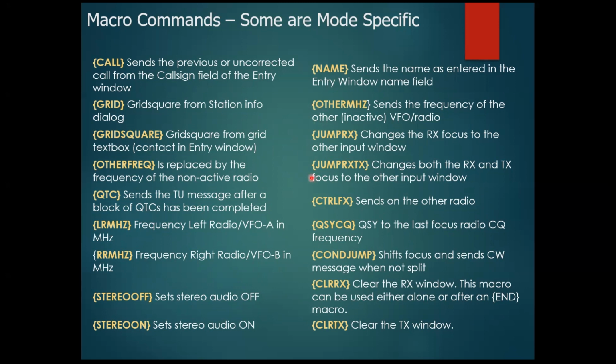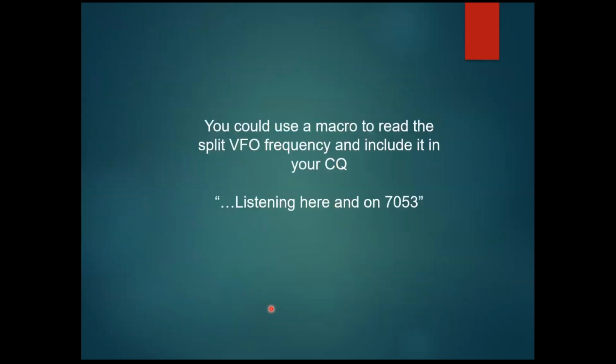Jump your receive focus, or both receive and transmit focus if you're doing SO2R. This control function key, if you're in run and you hit control F7, it'll send the search and pounce F7 message, or if you're in search and pounce and you hit control F7, it'll send the run message. QSY CQ will bring you back to the last focus radio CQ's frequency, and other things, clear, receive, transmit. So like I said, there are 3 pages of these things. Go through them and get an idea of what's in there, and maybe it'll open up some ideas for you.